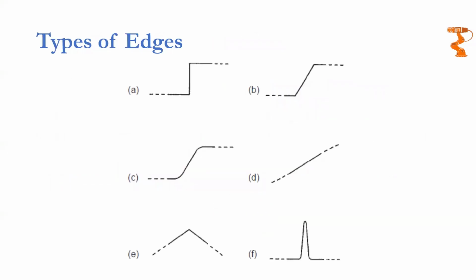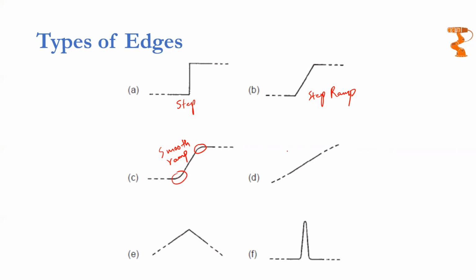And you will not be able to find the single object present over here. If we look at the types of edges, because if we want to find all kinds of edges, we must know what the different types of edges are. So we have a simple step type, we have a step ramp, we have a smooth ramp over here. You can see the edges are quite smooth.